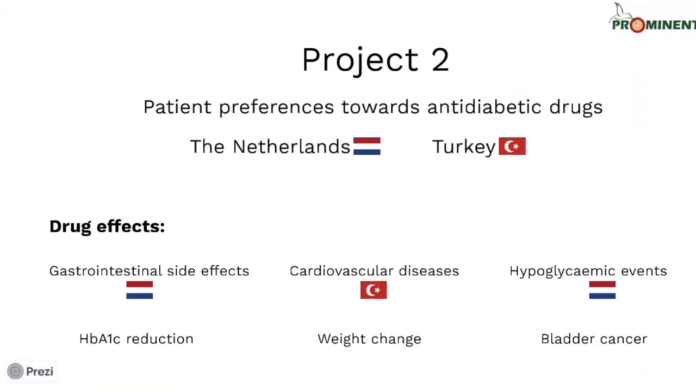In the second project, we tested patient preferences towards anti-diabetic drugs in the Netherlands and in Turkey. We included patients from both countries, and we defined the drug by 6 effects. What we saw is that patients in the Netherlands were mainly focused on gastrointestinal side effects and hypoglycemic events per month, while Turkish patients were mainly driven by the effect of the drug on cardiovascular diseases.